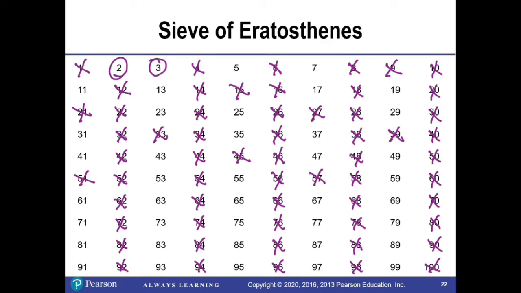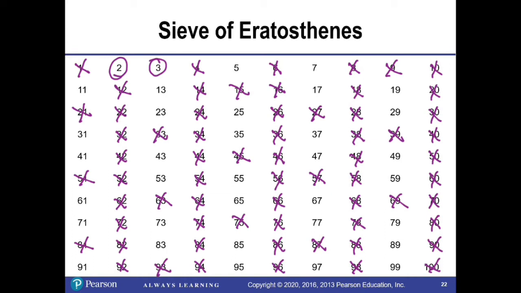57, mark it off. Plus 3 is 60, it's crossed off. Plus 3 is 63, mark it off. Plus 3 is 66, plus 3 is 69, mark it off. 72 is marked off, 75, cross it out. 78 is crossed out, plus 3 is 81, cross it out. 84 is already crossed out, plus 3 is 87, mark it off.